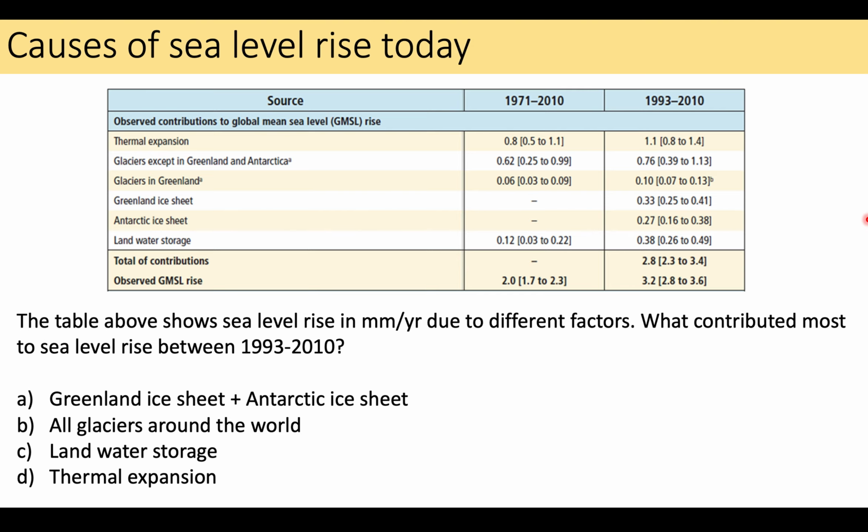So if we look at 1993 to 2010, we actually see that sea level rise was mostly caused by thermal expansion. So thermal expansion has been the thing to cause the most sea level rise in recent years.